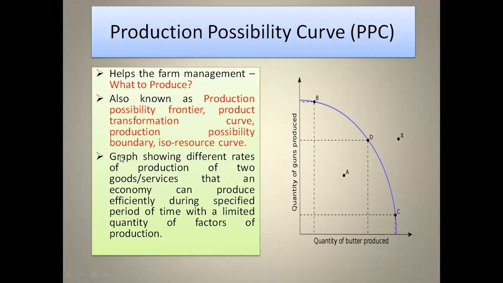So I have discussed this thing, that the graph showing different rates of production of two goods and services that an economy can produce efficiently during a specified period of time with a limited quantity of factors of production. The difference here is the isoquant is convex in nature, but this production possibility curve is concave in nature. There it was between two factors, here it is between two products. Here it is concave in nature. Remember that was convex. Even the indifference curve is also convex, but only the production possibility frontier is concave in nature.